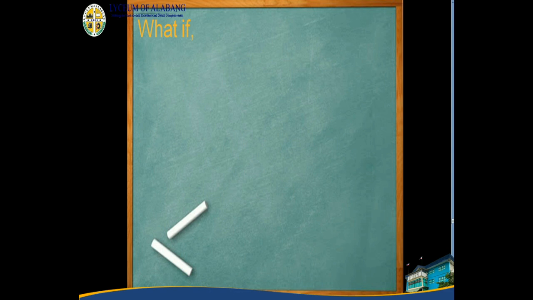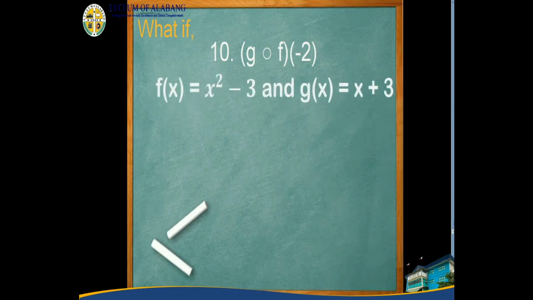And the last example, number 10. Evaluate the function g composition of f of negative 2, where f of x is equal to x squared minus 3 and g of x is equal to x plus 3. The notation of the function g with f is g composition of f of negative 2 is equal to g of f of x.